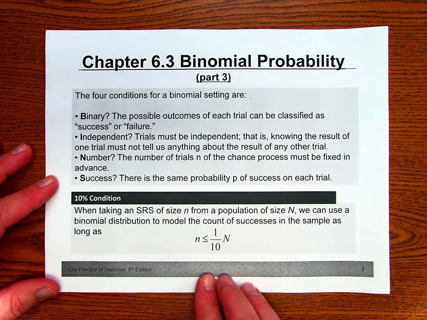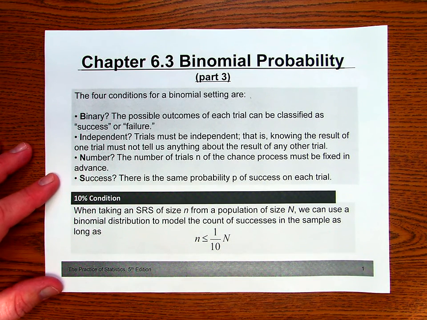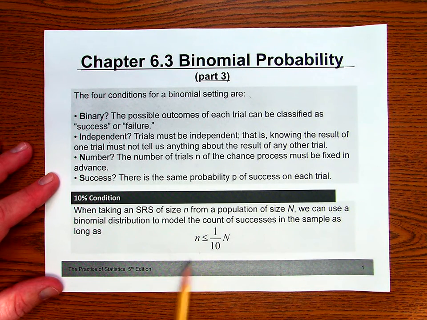Okay, for the independent condition here, very often in real-world statistics, you are dealing with this in the context of sampling without replacement. In order to make sure that that condition gets met when we're sampling without replacement, we have to make sure that our sample size is not more than 10% of the population size.